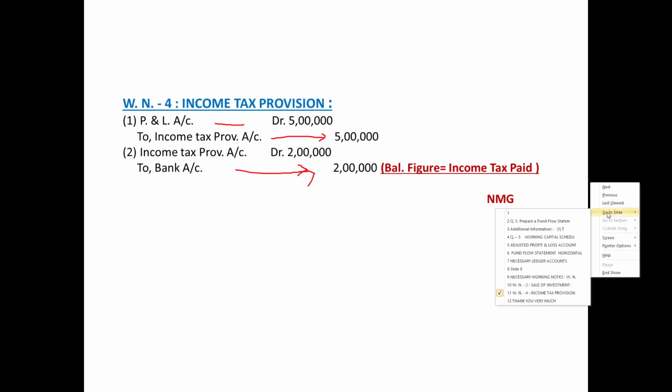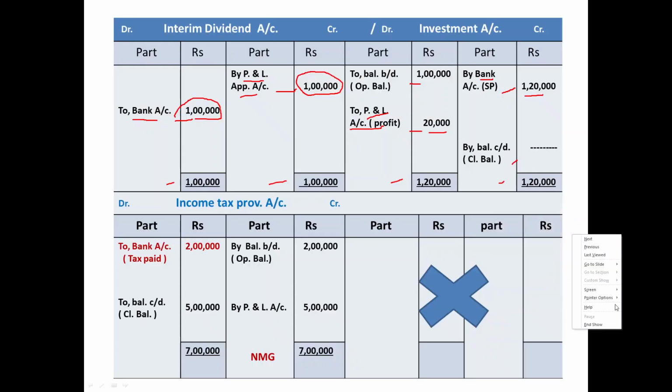Let us give the posting impact in the income tax provision account. Have a look. Income tax provision, opening balance 2 lakh, closing balance 5 lakh. Posting of the first journal entry, profit and loss account debited to income tax provision account credited 5 lakhs. Total of credit side 7 lakh. Put it on the debit side 7 lakhs. We are getting a balancing figure of rupees 2 lakh, which must be the current year's tax payment.